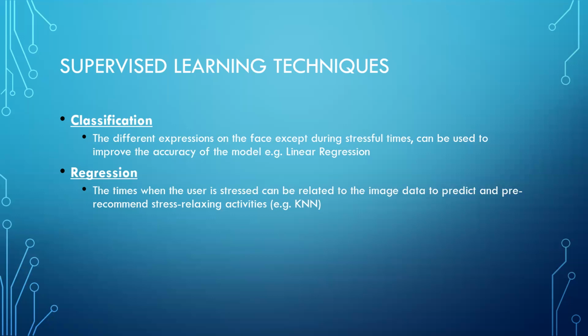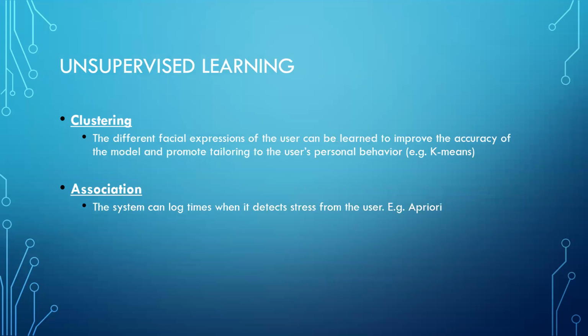So regression techniques, we have linear regression, and also polynomial regression and many others. Those are the supervised learning techniques. For unsupervised, we have clustering and association. Clustering is more like classification, but for unsupervised learning, and association is more like regression for supervised learning.